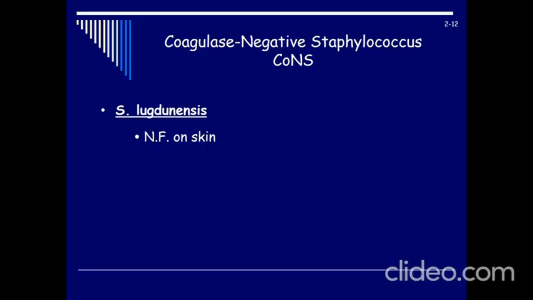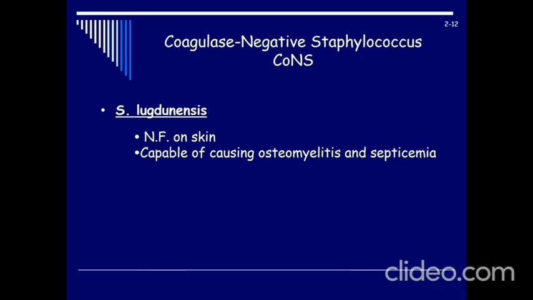And the last one, and I'd just like you to jot this one down, maybe off to the right-hand side, but Staphylococcus lugdunensis. This is normal flora on the skin, and it's capable of causing osteomyelitis and septicemia. But its claim to fame is causing aggressive endocarditis. So most known for causing aggressive endocarditis, that's Staphylococcus lugdunensis.